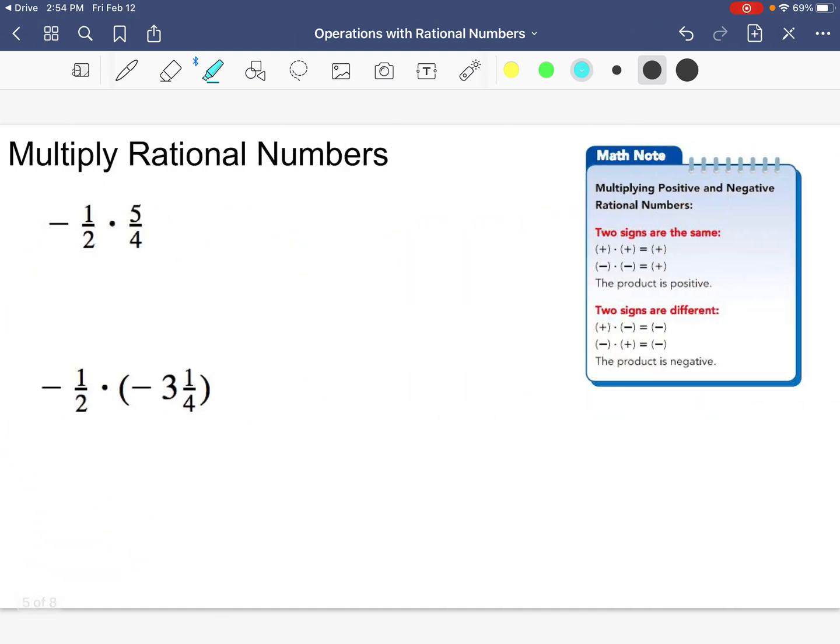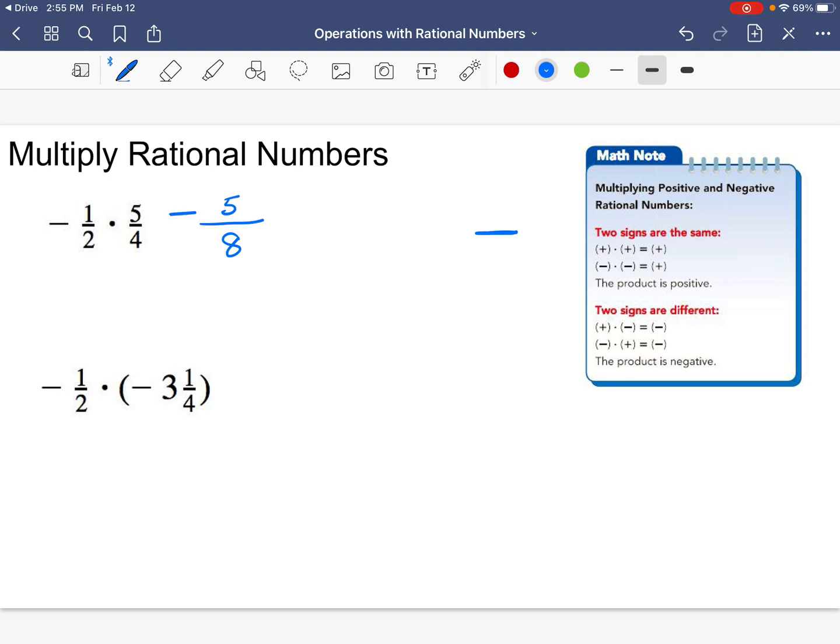So here I want to multiply rational numbers, and again I want to decide before I start each problem, is my product going to be positive or negative? So in the first example here, I am multiplying a negative fraction by a positive fraction. 5/4 is positive. So negative times positive, the two signs are different, so my product is going to be negative. And I'll just do the math here. 1 times 5 is 5, 2 times 4 is 8, and I can write in my negative sign.